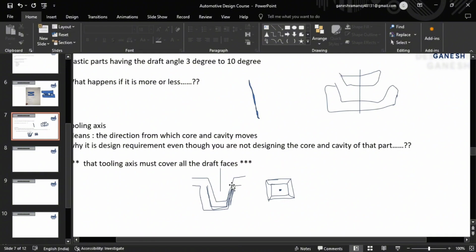Okay, hope you guys are very clear about the tooling axis. In the next video we will try to create a tooling axis from the software itself.